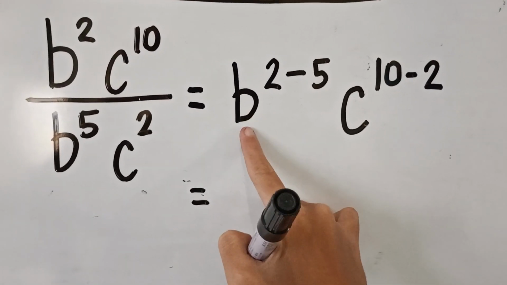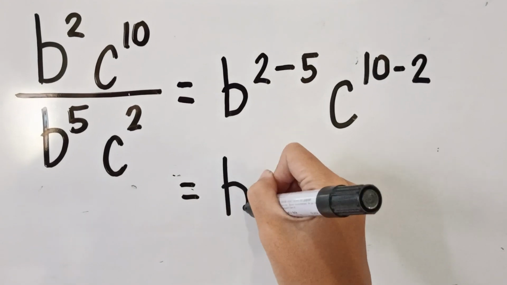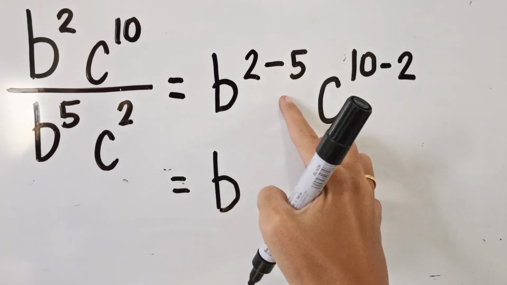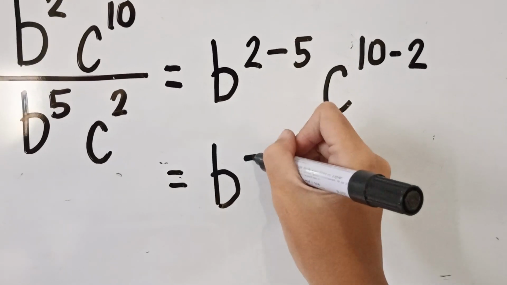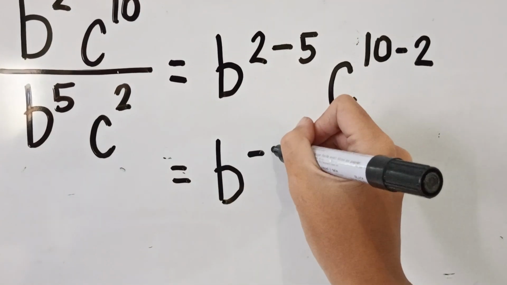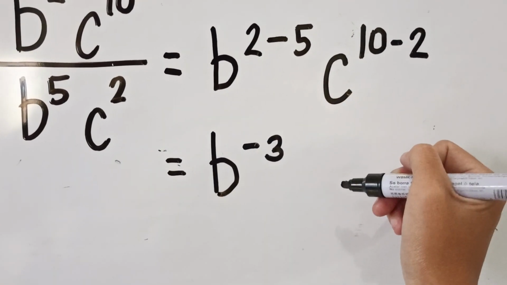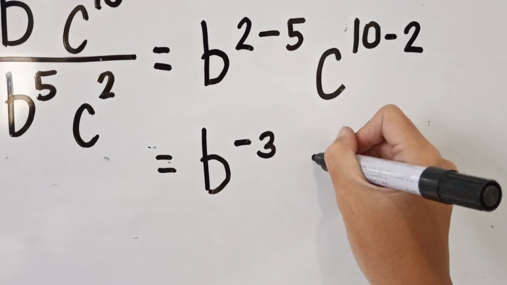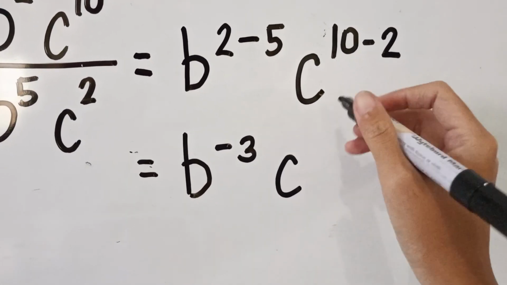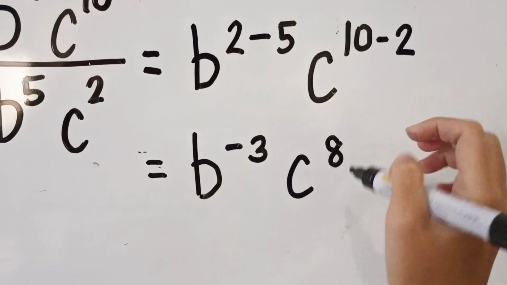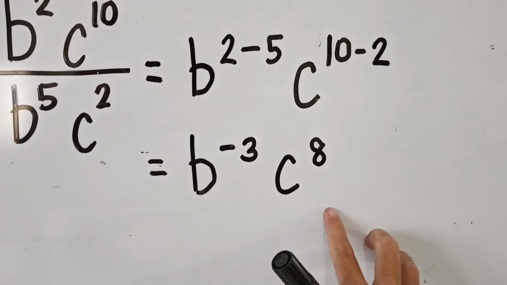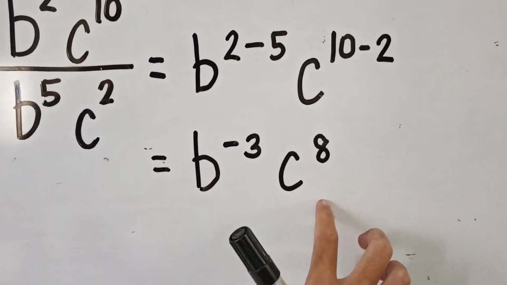Alright, now let's do the operation. Let's have first the variable b. So it's 2 minus 5. The minuend is less than the subtrahend, so automatic the answer will be a negative. And let's do the other way around. 5 minus 2 is equals to 3. Okay, and let's have variable c. Then we have 10 minus 2, that will give us 8. Alright, as you could see, the variable b has a negative exponent and c has a positive exponent.